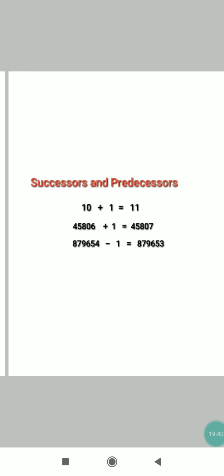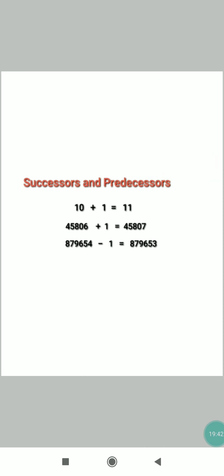Student, I have one example with me. You can see it is written 10 plus 1. It is the successor we are finding now. When we add 1 to that 10, we get 11, so that is the successor of that particular number, 10. In the same way, a 5 digit number is also given. When we add 1 at the last, we get one more than that given number, so that will also be considered a successor.